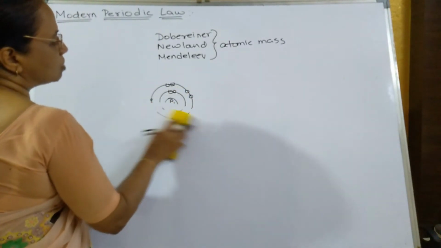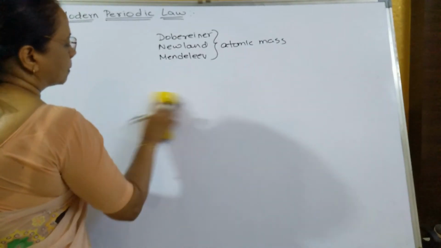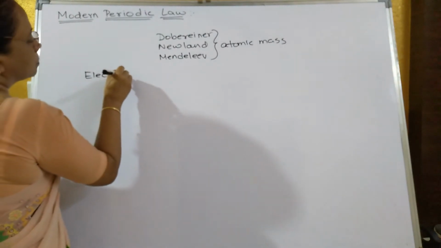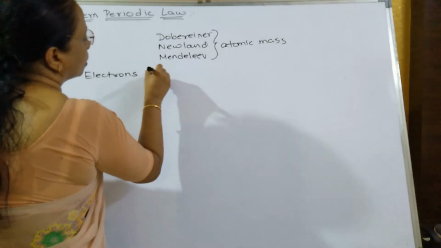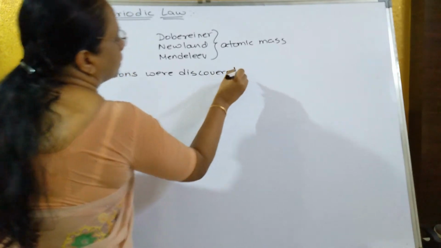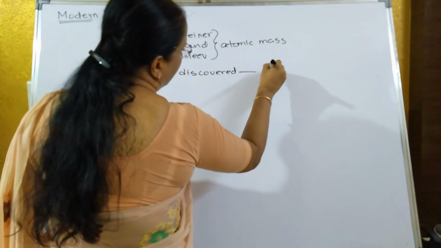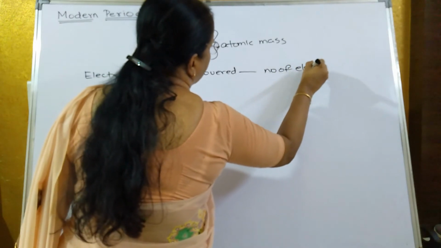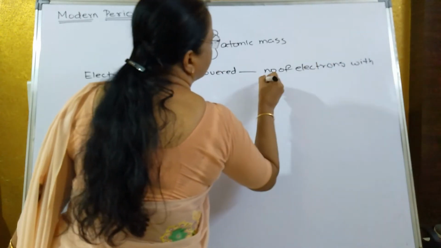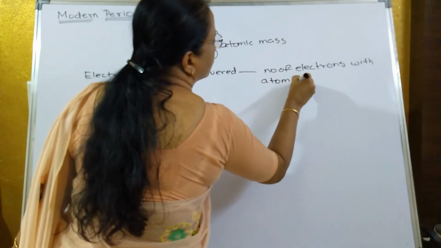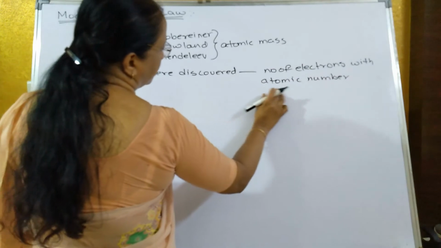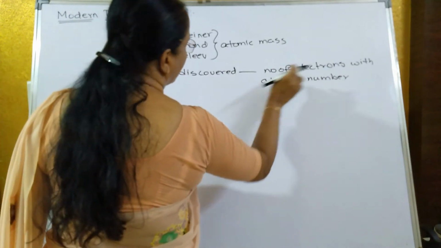But when electrons were discovered, they related this number of electrons with atomic number. So what is atomic number? Atomic mass is different, atomic number is different. Atomic number is the number of electrons.